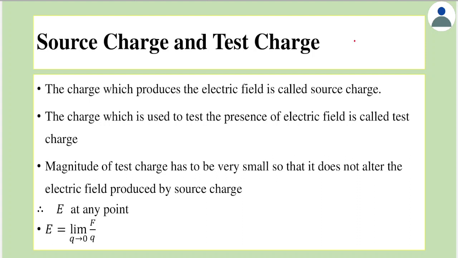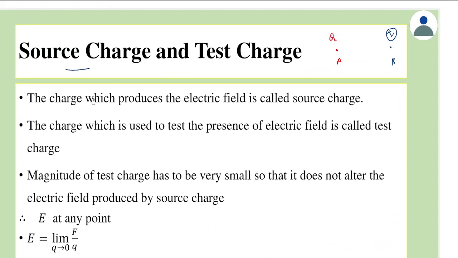We saw earlier that if we have a charge capital Q at a point A, and at a point B where we need to find the electric field, we place a test charge. So the charge whose field we want to find is called the source charge, and the charge which we place to find the field, which has a very small magnitude, is called the test charge. So source charge is a charge whose field we want to find, and test charge is a charge which we place.